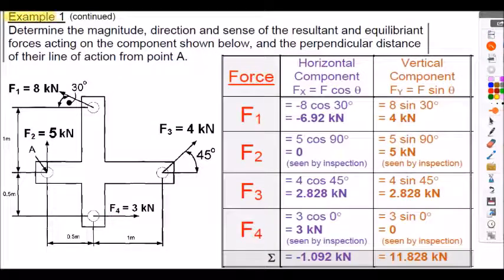Example 1 continued. Here's the full resolution of the forces in the horizontal and vertical components. I encourage you to check your values with that on the slide. If you're unsure about this force resolution, I would encourage you to revisit the previous presentation where we considered concurrent forces using analytical methods.